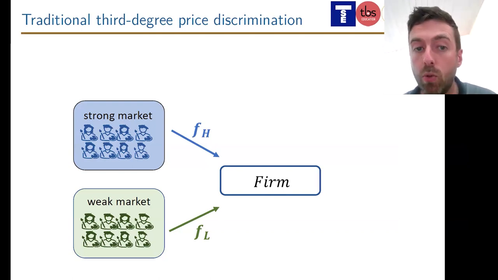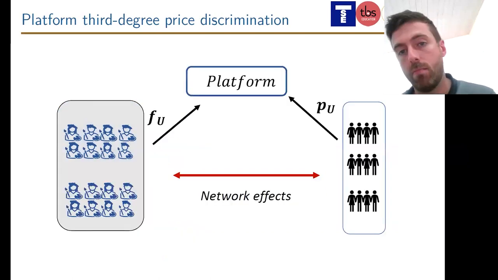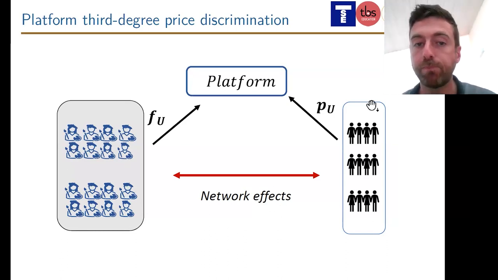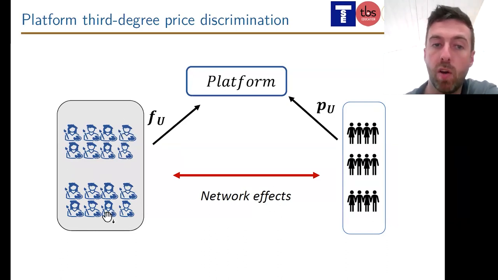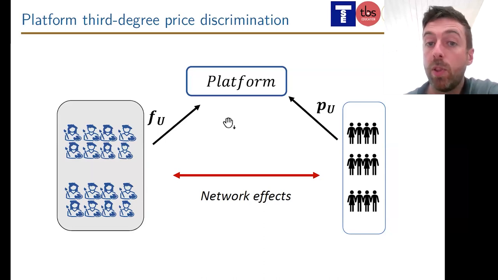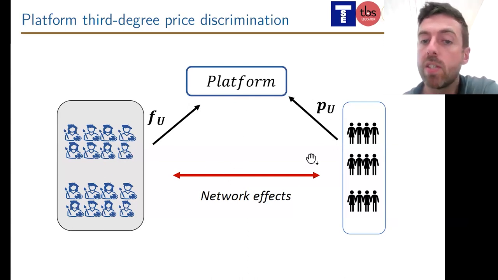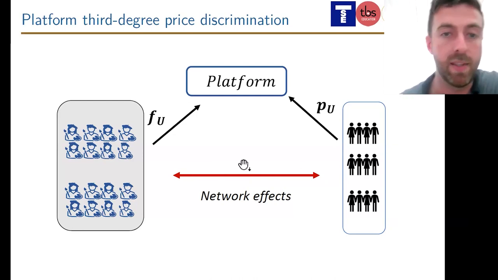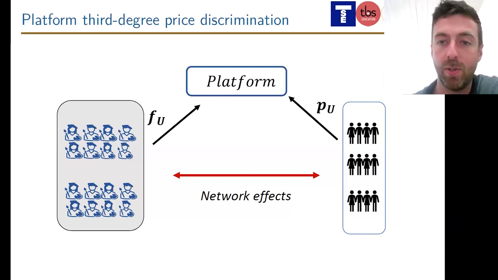What we do instead is we add another side to the story. We're going to add the consumer side. There's going to be a population of sellers, and we're going to call them sellers and buyers on the right. When the platform cannot price discriminate, it's going to charge the same price for every seller and the same price to every buyer. And then there's going to be network effects across the groups. The buyers like sellers: the more sellers there are, the happier the buyers are.